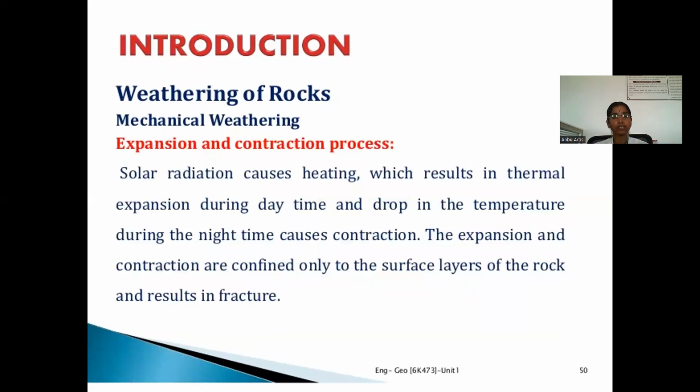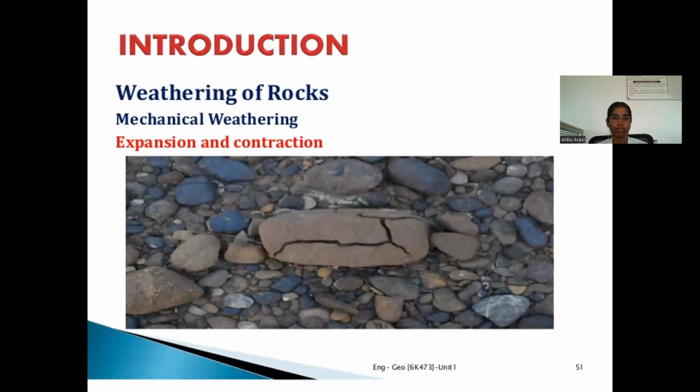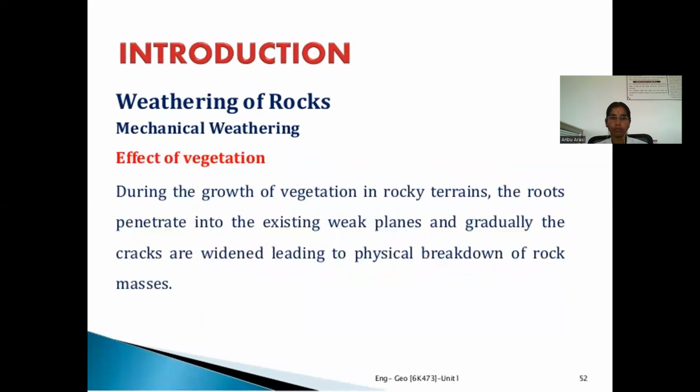And the expansion and contraction process. Solar radiation causes heating, which results in thermal expansion during the daytime, and a drop in temperature during the nighttime causes contraction. The expansion and contraction are confined only to the surface layers of the rock and result in fracture. This is an example of expansion and contraction weathering.